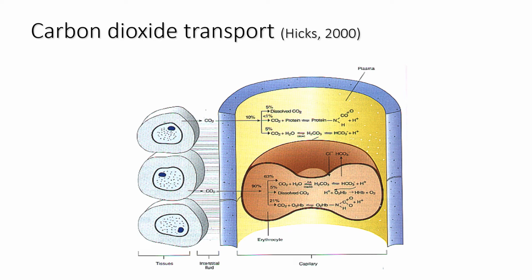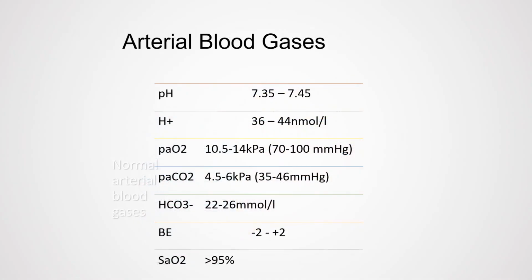So the processes I've covered over the last 3 slides can be pulled together in terms of arterial blood gas. And these are readings that are important for us in terms of respiratory physiotherapy. So we've got a pH value. This is normal readings, obviously. A pH value of 7.35 to 7.45. Hydrogen ion concentration in terms of 36 to 44 nanomoles per litre.